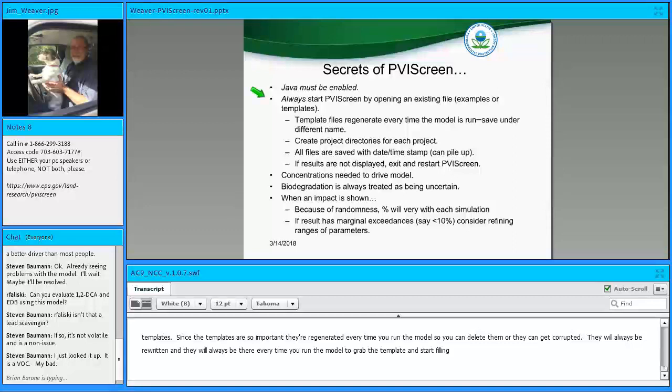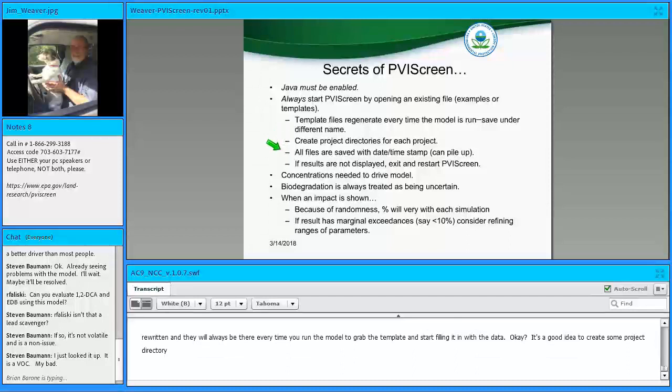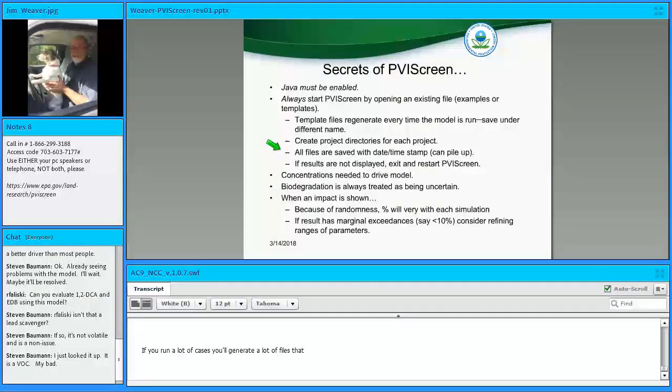Okay, it's a good idea to create some project directories, one for each project. One of the reasons this is a good idea is that all the result files are saved with a date and timestamp. So if you run a lot of cases, you're going to generate a lot of files that are all unique because they're timed and dated. But that also means you can go back and see exactly what you've done. But these will pile up over time.